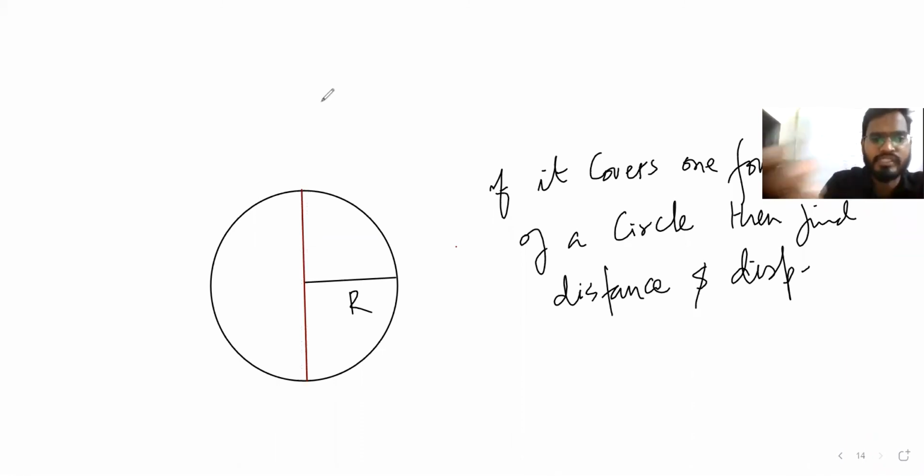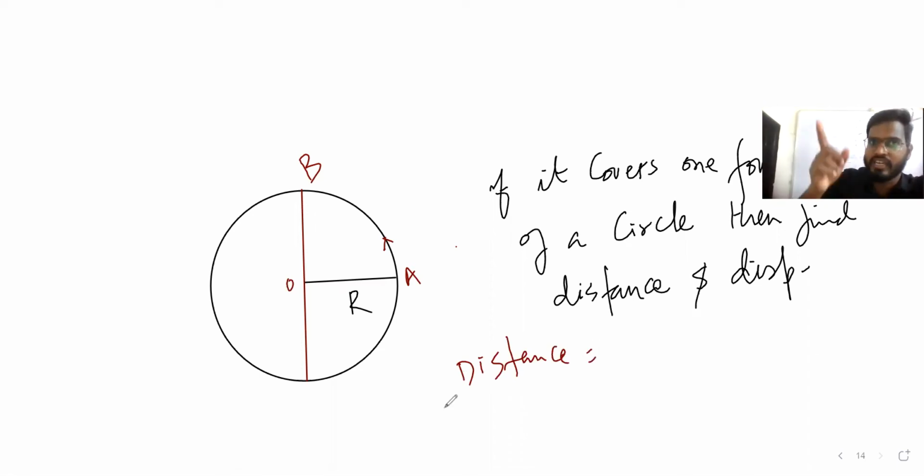For 1/4 of a circle, suppose this is O, this is A, this is B. Usain Bolt is running in this direction. Now, the total path length covered by an object is known as distance. Total path length covered by an object is what? Distance. Distance is going to be 1/4 of a circle.